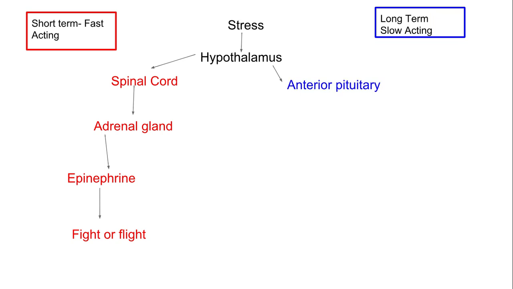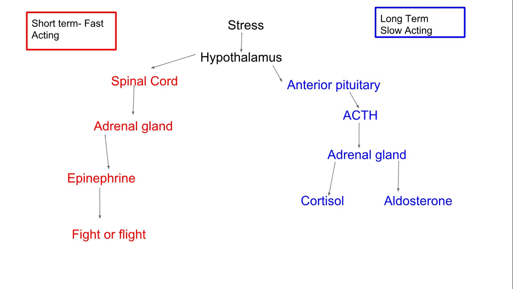So the hypothalamus triggers the anterior pituitary gland to release ACTH. ACTH is a tropic hormone. It targets a specific gland, the adrenal gland. Now that the adrenal gland has been targeted, it releases two types of hormones, cortisol and aldosterone. Cortisol is also known as a glucocorticoid. Aldosterone is known as a mineralocorticoid.